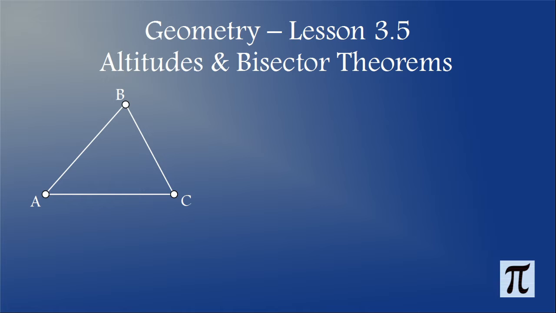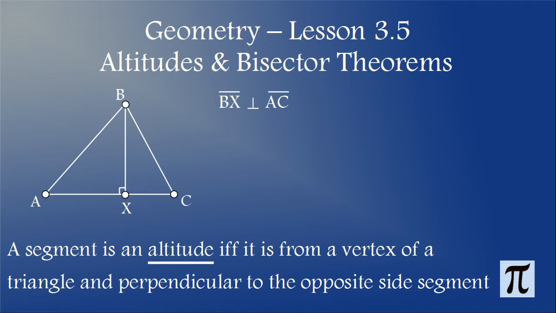Here's our good friend triangle ABC again. I'm going to draw a line from B to a point X that we added on segment AC. We're going to stipulate that BX is perpendicular to AC, so it creates a right angle right at point X there. A segment is an altitude if and only if it is from a vertex of a triangle and perpendicular to the opposite side segment. So in this case, BX is the altitude.